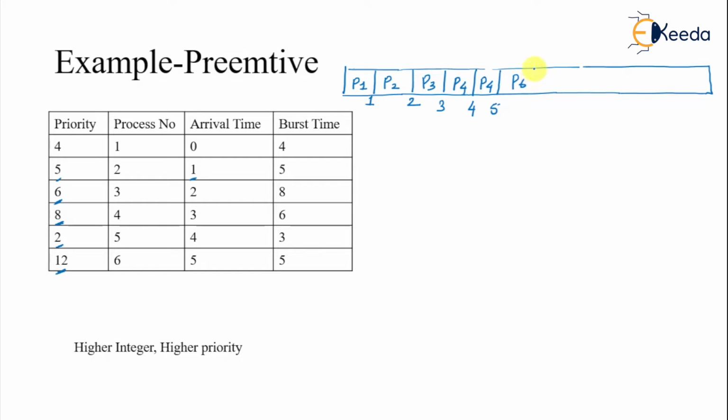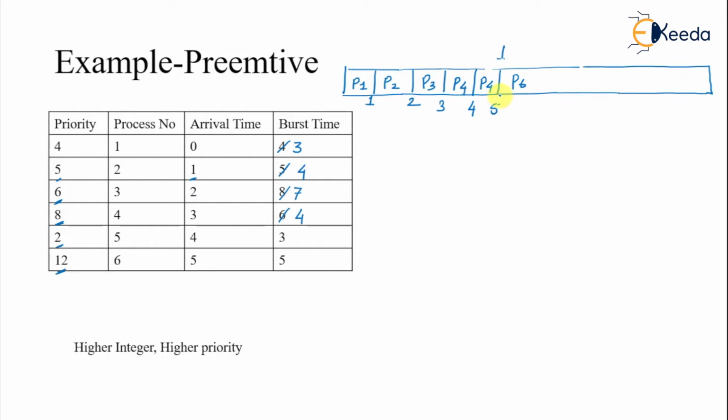And how long will it continue? Up to here, because every process has arrived, there will be no more preemption. Now up to here P1 has consumed 1 instance, so we are left with only 3 burst time. P2 consumed 1, so we are left with only 4 burst time. P3 consumed 1, we are left with 7 burst time, and P4 consumed 2, so we are left with only 4 burst time. This must be noticed, and we should keep track of how much burst time is remaining.